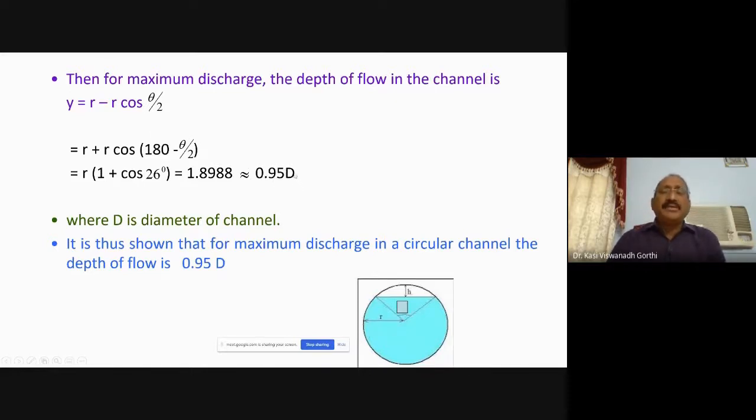If D is the diameter of the circular channel, the depth of flow must be 0.95 times the diameter, and then you will get the most economical circular channel. You can see in this picture a circular channel. Arbitrarily, in the earlier case, we took the free surface, the top water surface, below the center, but actually it is 0.95 times.